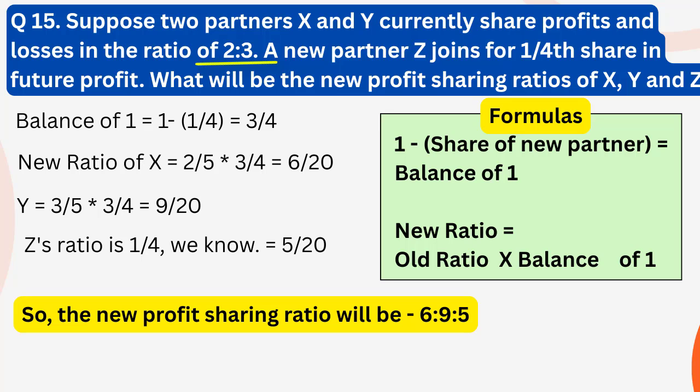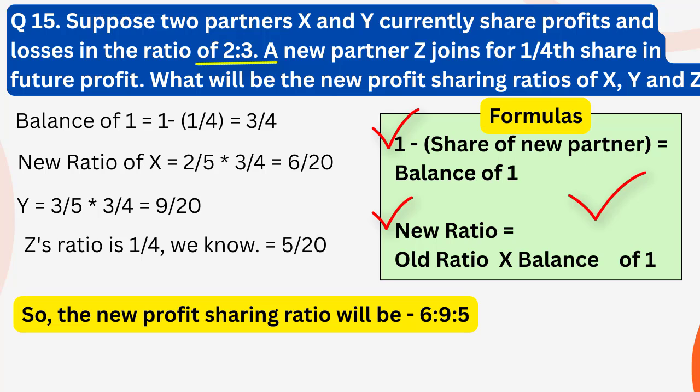Okay, so first of all, just go by whatever I'm saying here. By the time we end this question, you'll get everything. So the first thing to pay attention to is the formula that is used to calculate this new ratio, as written in this box here. The formula that we use is 1 minus share of new partner is equal to balance of 1, and when you want to calculate your new ratio, you multiply your old ratio with the balance of 1. Okay, this is the formula that we are going to use.